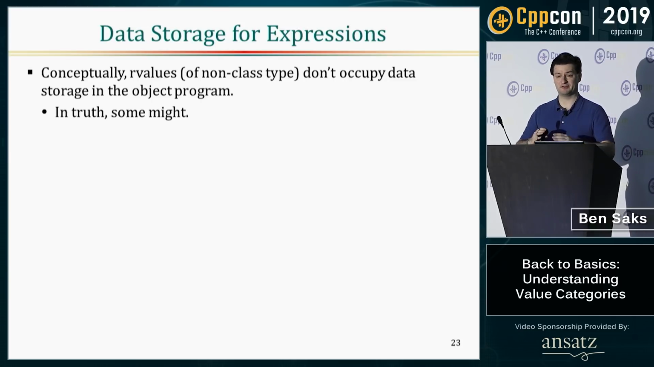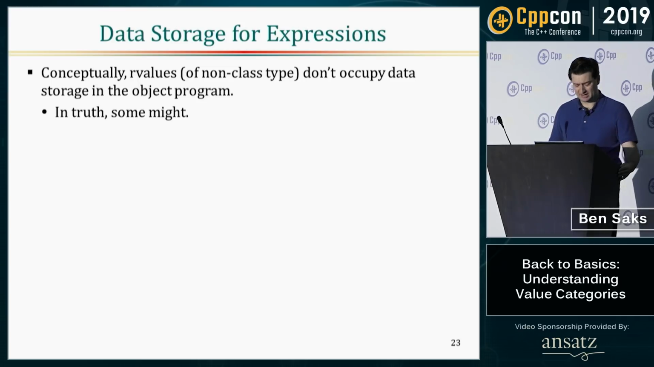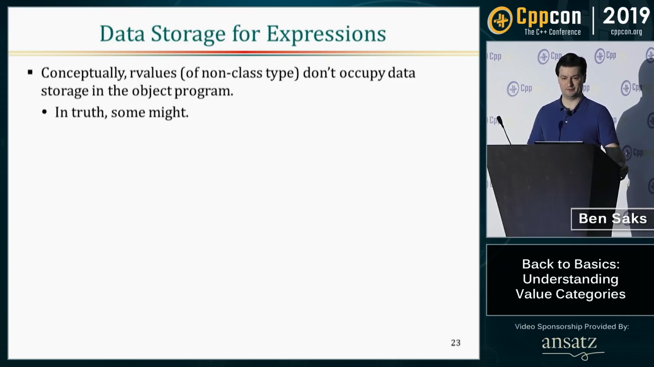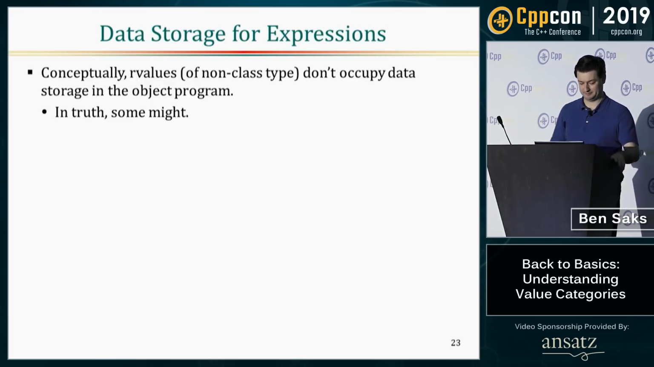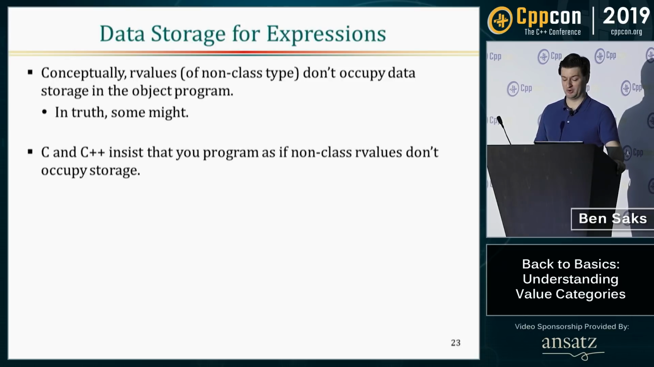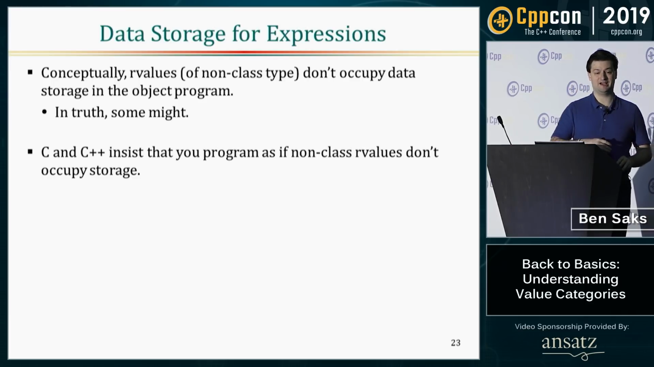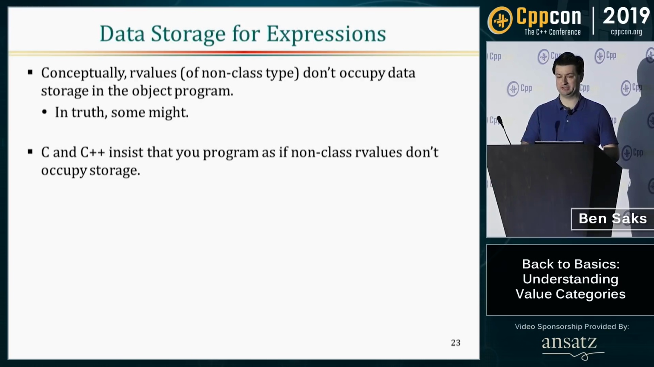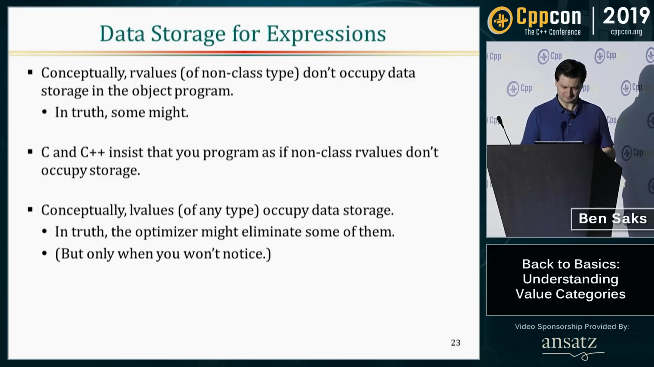So if I had a very large value, like 1 billion, that I was trying to assign, that might not fit in that space. And in that situation, the compiler might fall back on giving that Rvalue storage in memory. So it turns out some Rvalues might be in memory, but you're required to program as if they don't. The compiler has to have the freedom to not put an Rvalue in memory.